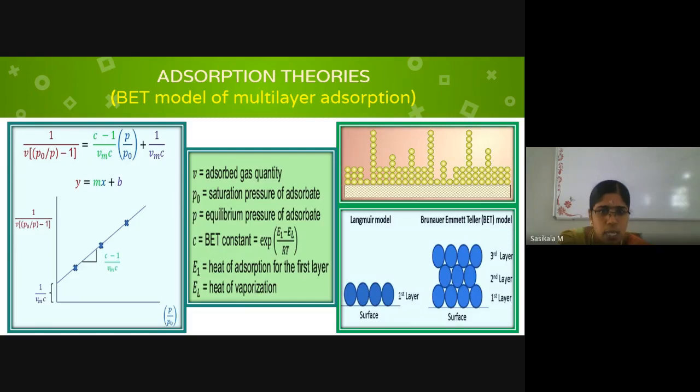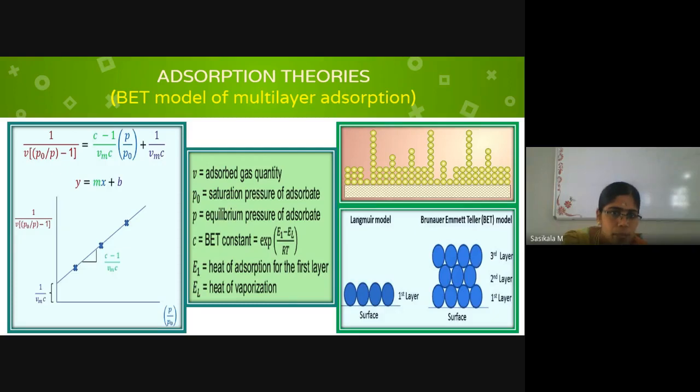And C is the BET constant. It is equal to exponential of (E1 minus EL) divided by RT. E is the energy difference of the gaseous molecule adsorption. Here E1 is the heat of adsorption for the first layer, and EL is the heat of vaporization. That means the energy of adsorption is mentioned as heat of adsorption. One represents monolayer, the first layer, and EL is heat of vaporization, how much heat it takes to vaporize. So these are all the factors, and RT is constant temperature. This is constant; only the energy difference is noted.